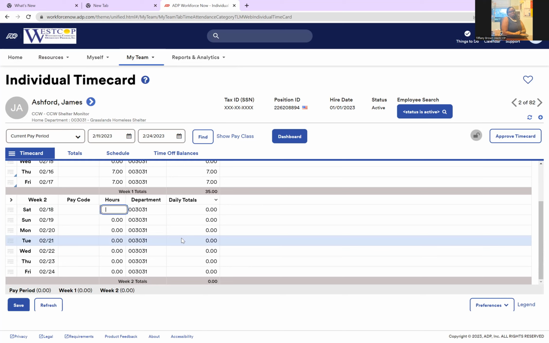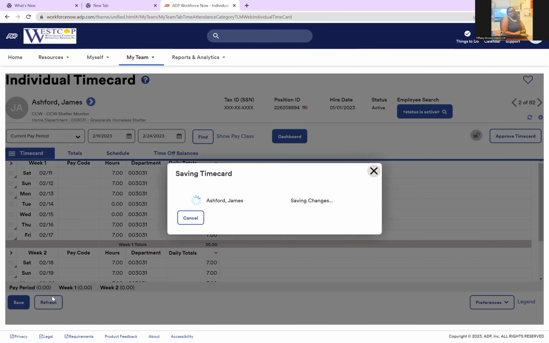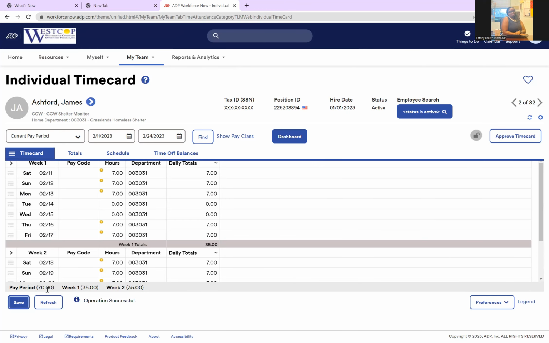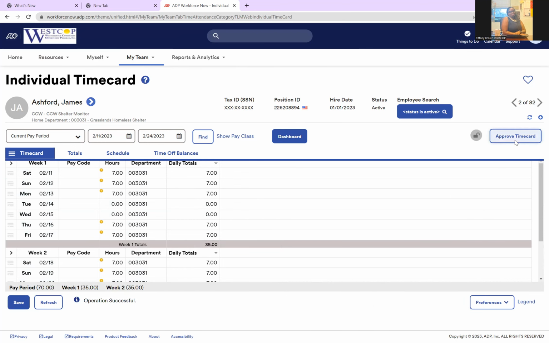Now, it's easy when staff don't have any overtime, when they don't have any issues. Then you're going to hit the save button. Once you hit the save button, you'll see all of these yellow icons have popped up indicating that there's time. You see right here at the bottom where it says pay period, 70 hours, 35 for the first week, 35 for the second week. That's perfect. That's how it's supposed to look. You're going to hit approve time card.